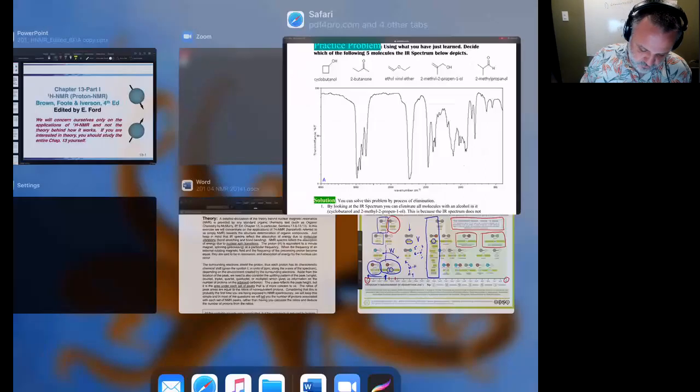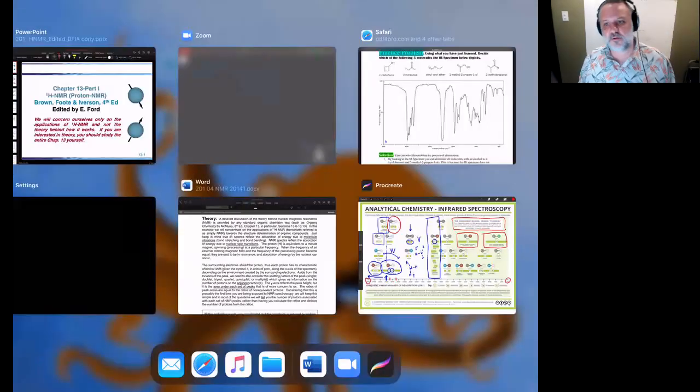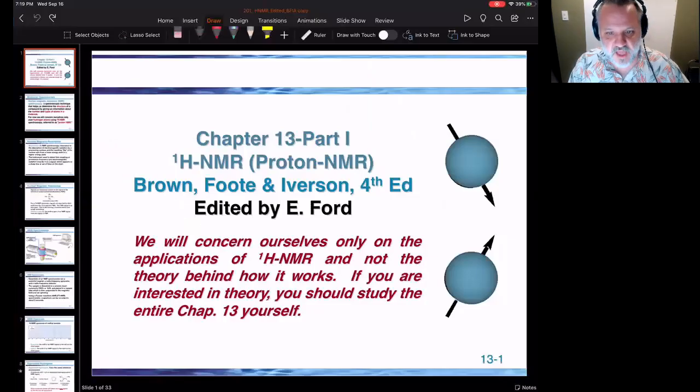So what I want to do is move into NMR. And now NMR works a little differently than IR. This is a presentation made by one of my colleagues, Yvonne Ford, and I'm going to use it to go through it. And we'll do some practice.